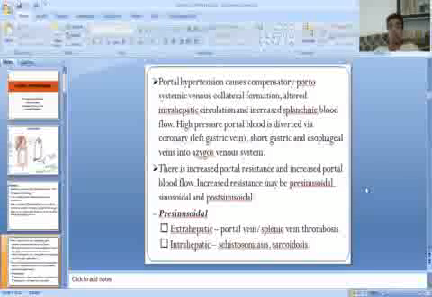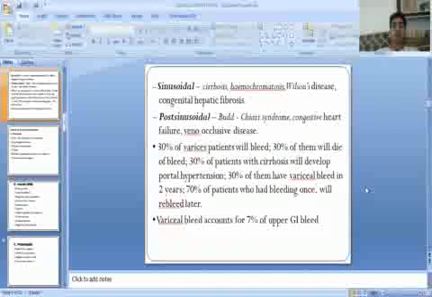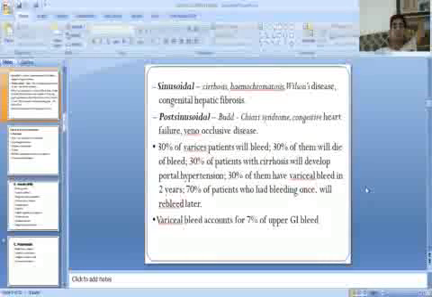Increased resistance may be pre-sinusoidal, sinusoidal, and post-sinusoidal. These are the causes of pre-sinusoidal: extrahepatic and intrahepatic. Extrahepatic: portal vein and splenic vein thrombosis; intrahepatic: schistosomiasis and sarcoidosis. Sinusoidal causes: cirrhosis, hemochromatosis, Wilson disease, congenital hepatic fibrosis. Post-sinusoidal: Budd-Chiari syndrome, congestive heart failure, veno-occlusive disease also.